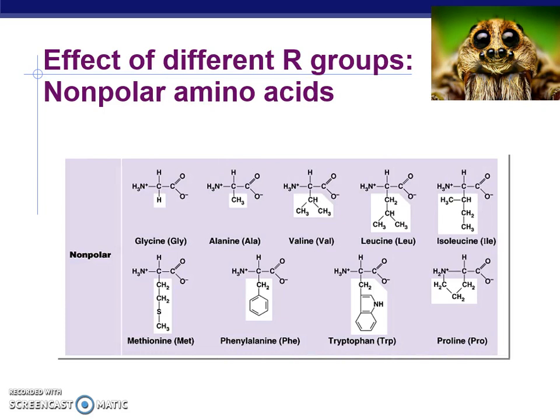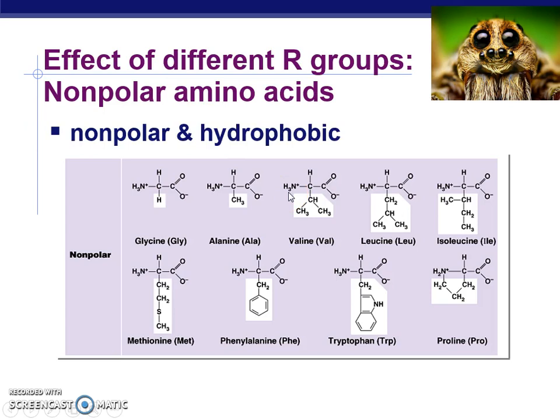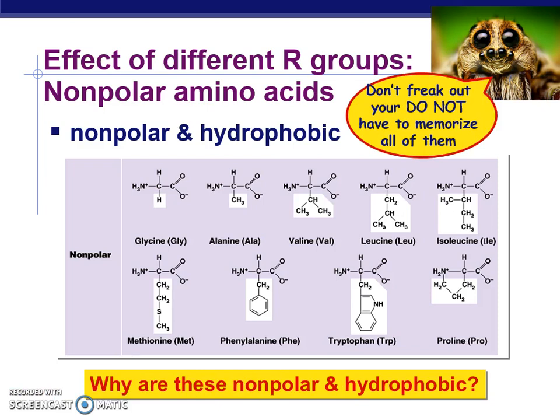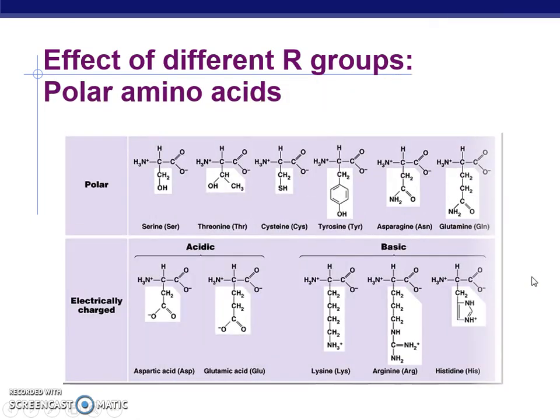And so you can have amino acids that are nonpolar. So if you look at these guys, they've got kind of nonpolar side chains, and so they're going to be nonpolar and hydrophobic. Now, don't worry about memorizing all of these, just understand that there's going to be different R groups with different properties, and that's going to influence the structure. So you should understand that they're going to be nonpolar or hydrophobic because of these R groups, because these are nonpolar. That makes the amino acid itself nonpolar.